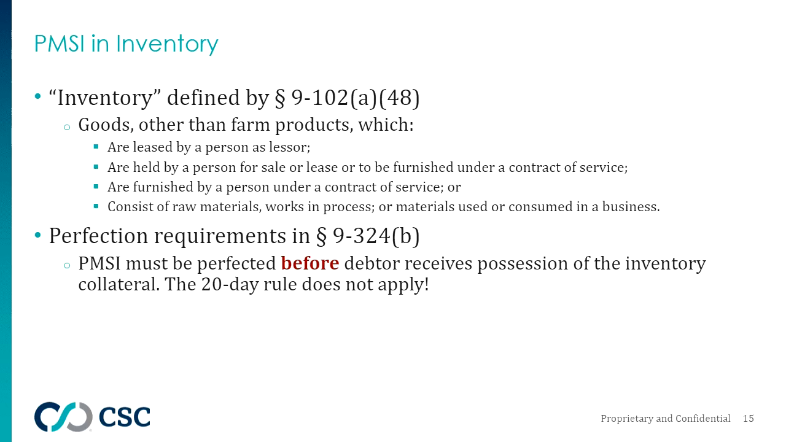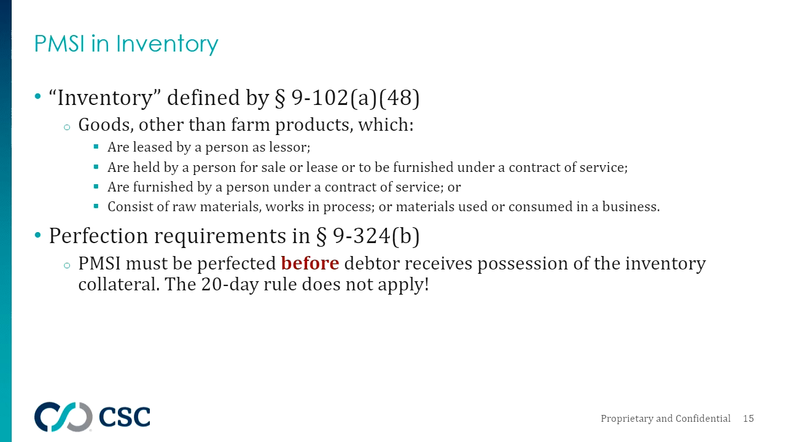Now, the special perfection requirements under Section 9.324 state that a purchase money security interest in inventory must be perfected before the debtor receives possession of the inventory. There's no 20-day window. So it's got to be perfected beforehand. So this is where timing is critical to meet that deadline.